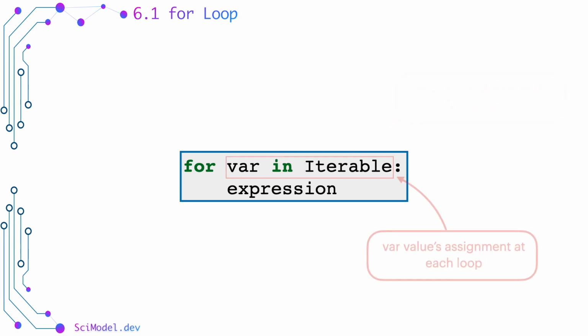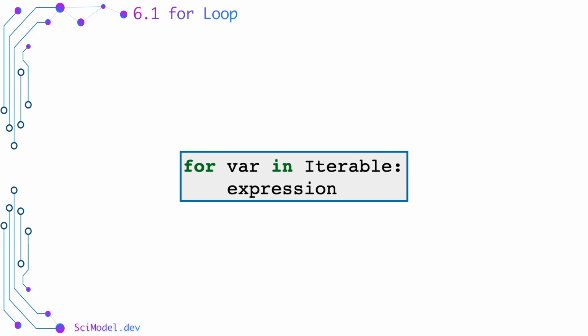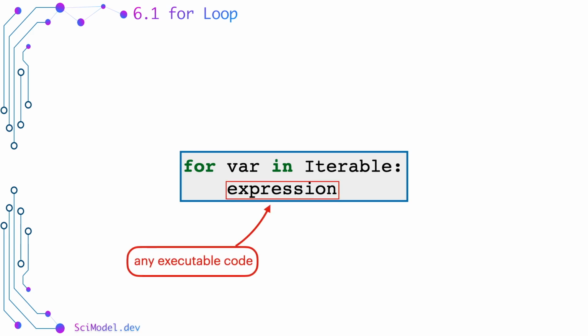Next, the var keyword is just a normal variable that holds a certain value. Hence, the collection of keywords var in iterable means that the variable var is responsible for holding the element values found in the iterable one by one. Lastly, an expression is any executable code. Now, let us see how this works through an example.